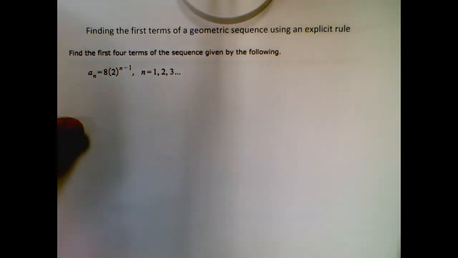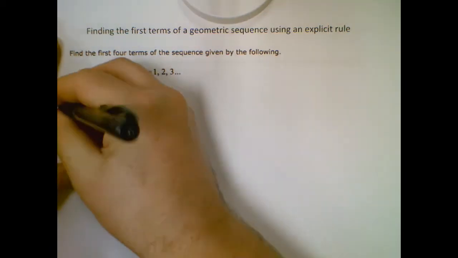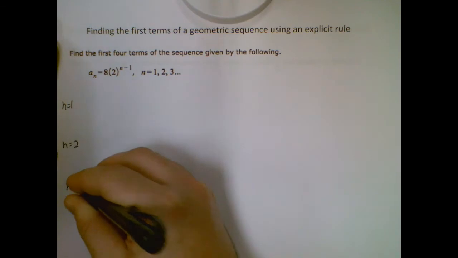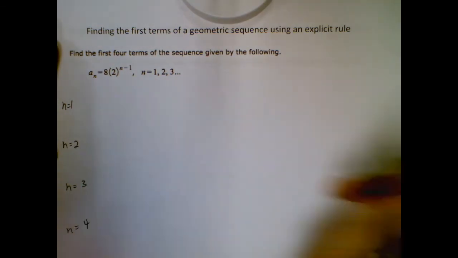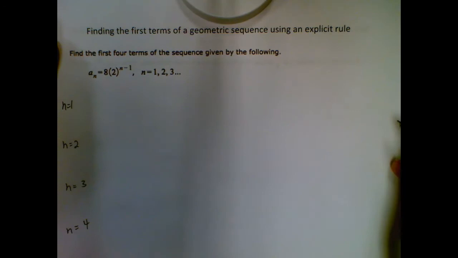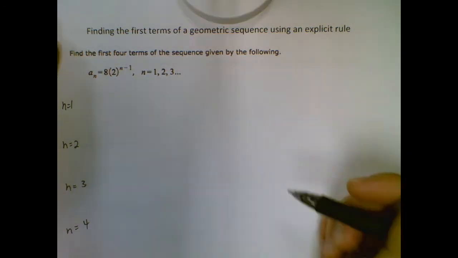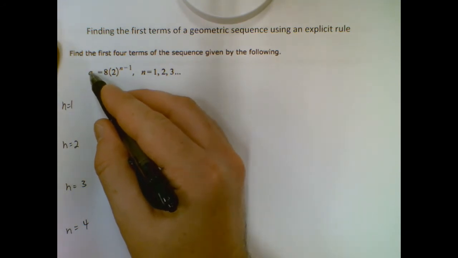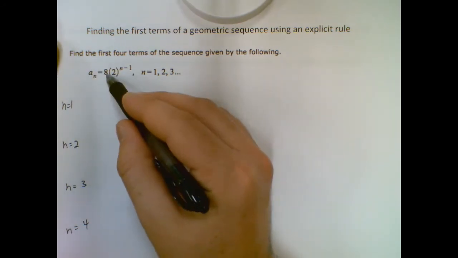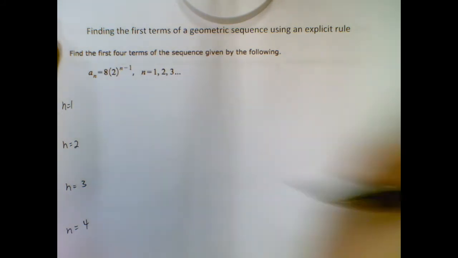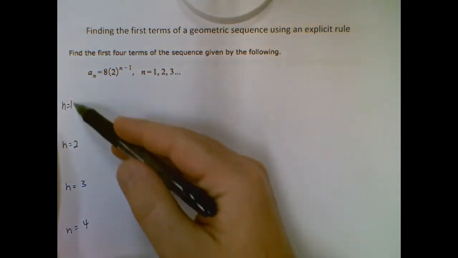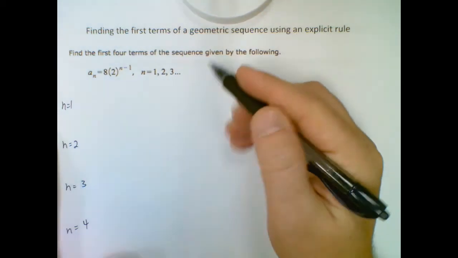Okay. So if I'm looking for the first four terms, I'm going to be using n equals 1, n equals 2, n equals 3, and n equals 4. Okay. Those should give me my first four terms. So my rule here is a sub n, so a sub 1, which is the first term, a sub 2 is the second term, equals 8 times 2 raised to the n minus 1 power. All right, so we're going to go ahead and plug in the n value for each of these.